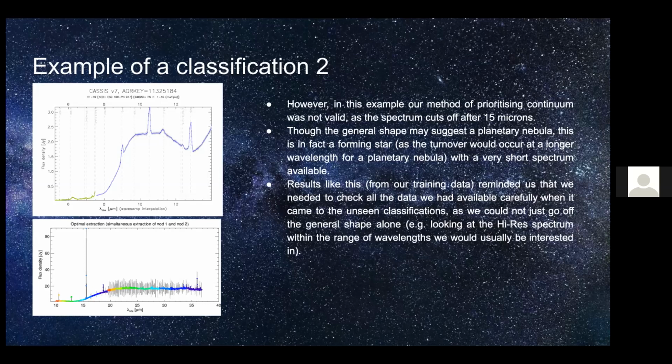So we thought that it is a planetary nebula due to its continuum, but instead it is actually a forming star. After looking at the high resolution spectrum, we can see that it is actually a forming star. So it shows that in the future, we have to make sure we check out for different spectrums and the range of wavelengths.